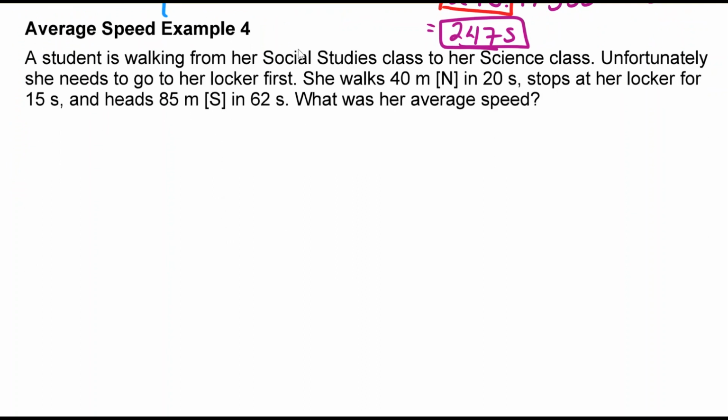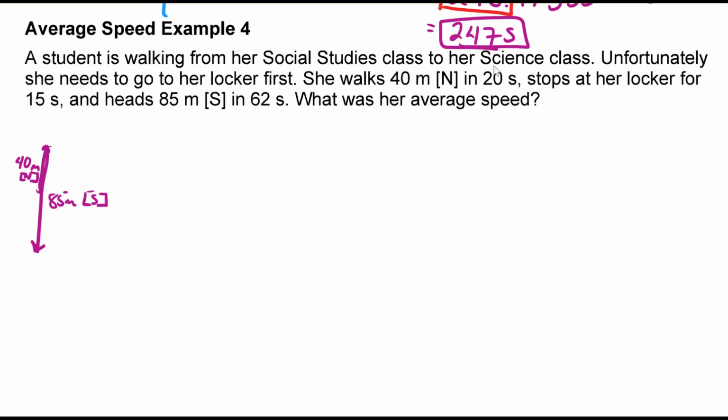A student is walking from her social class to her science class. Unfortunately, she needs to go to her locker first. She walks 40 meters north in 20 seconds. So let's say she's here. So she walks 40 meters north in 20 seconds. And then she stops at her locker for 15 seconds. Then she heads 85 meters south in 62 seconds. What was her average speed?